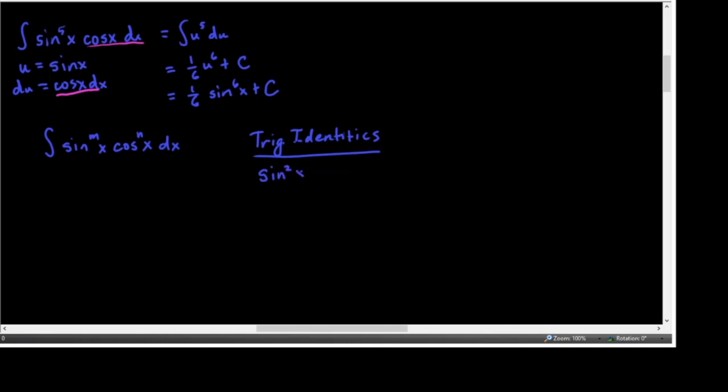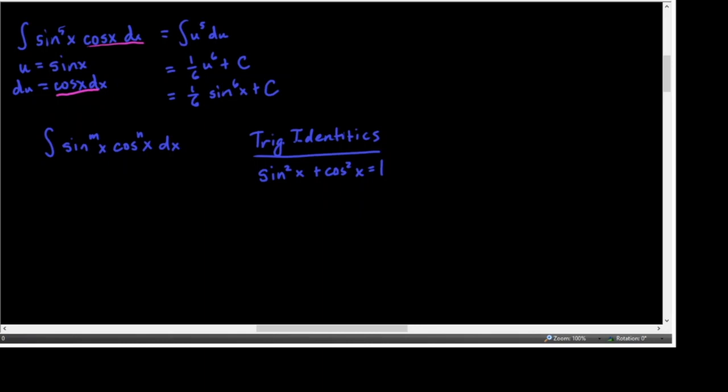Pythagorean identity, sine squared x plus cosine squared x equals 1. And in this section, you'll either be solving this for sine squared x, getting 1 minus cosine squared x as a replacement for sine squared x, or solving for cosine squared x, getting 1 minus sine squared x, and using 1 minus sine squared x as a replacement for cosine squared x.